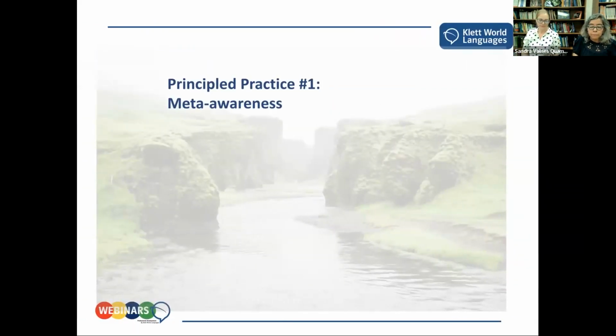So the first principled practice, and I'm sure many of you already do this in your classes, because Sandy and I both were doing this before we started this project, is to foster metaawareness in the classroom, which is a reflection of what and how they're thinking about their own learning. For us, metaawareness work is crucial. And as we introduce practices that are new to them, we want them to reflect not only on how they think they're handling the past tense or the present progressive, which we do.